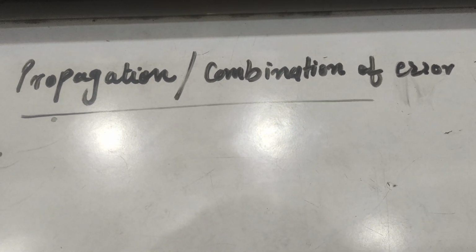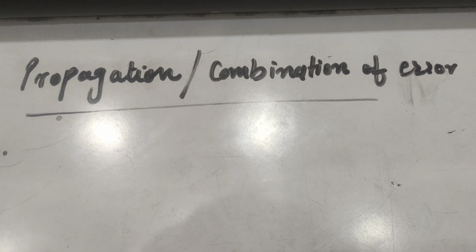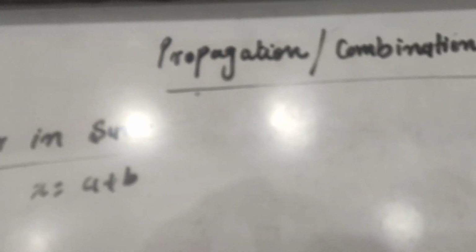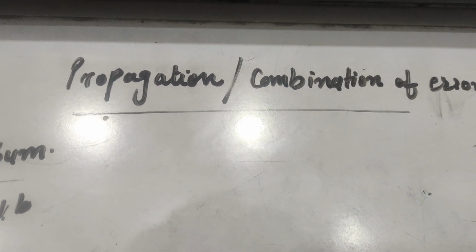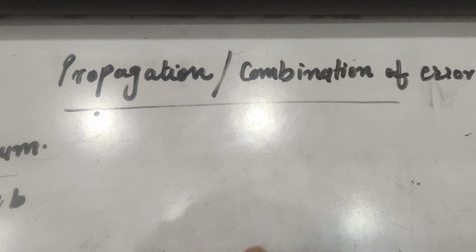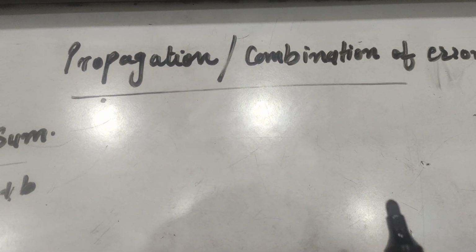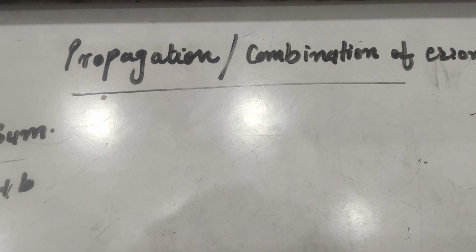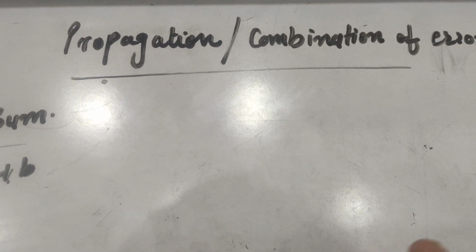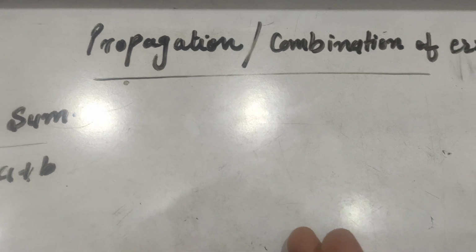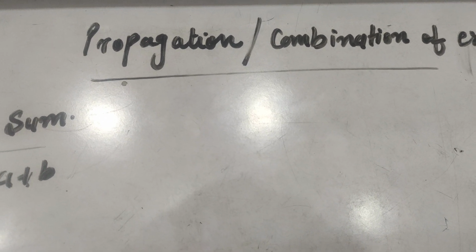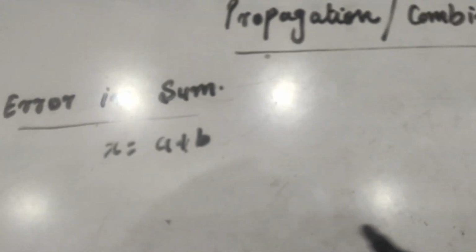Let us now do our next topic, that is propagation or combination of error. Propagation or combination of error means how do errors propagate when any physical calculation takes place. Calculation here means when two physical quantities are added, subtracted, divided, or multiplied, how can the error be calculated. Let us go to the formula.